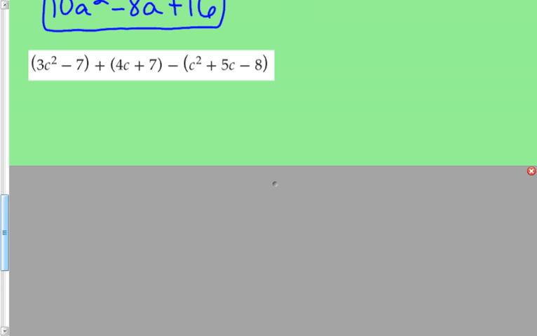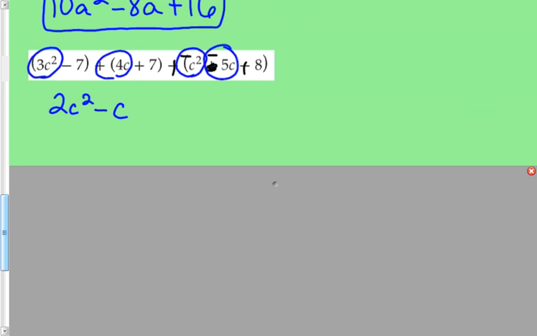In this case, first thing I'm going to do is change my signs. That's a plus, that's a negative, and that's a plus. Now I can treat them all as adding. My biggest term here is 3c squared, and this negative c squared, so it's like 3 minus 1, so it's 2c squared. Then I'll have positive 4c and a negative 5c, so that'll be just negative c. Then I've got a negative 7 and the positive 7. Well, those are gone. All I'm left with is positive 8. And there's my answer.